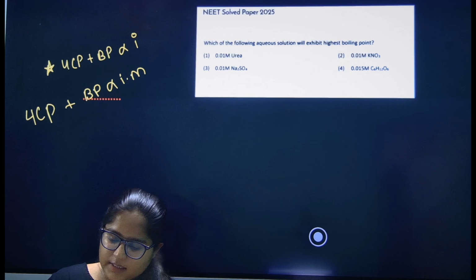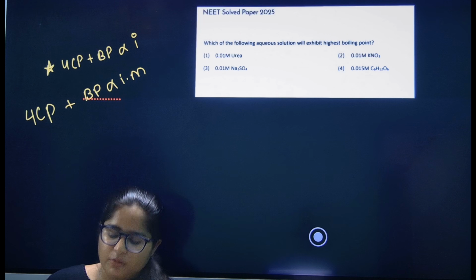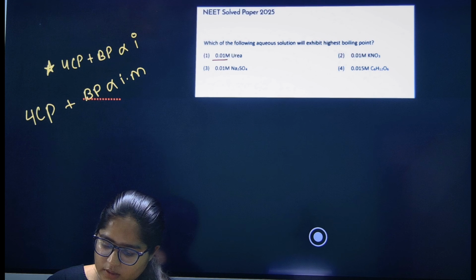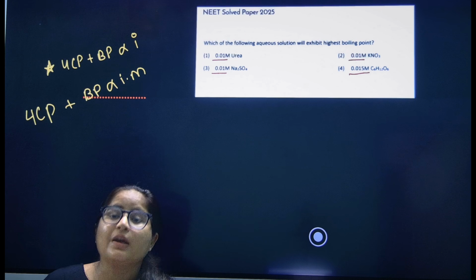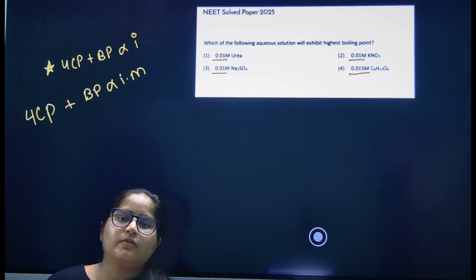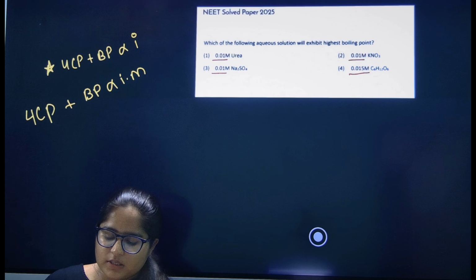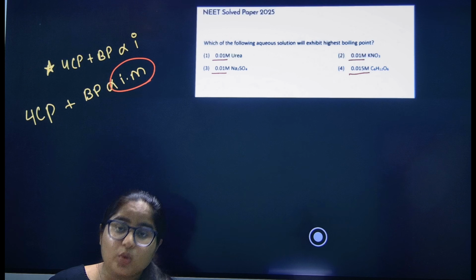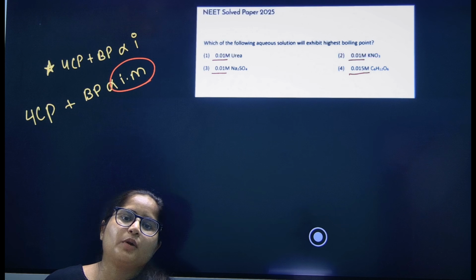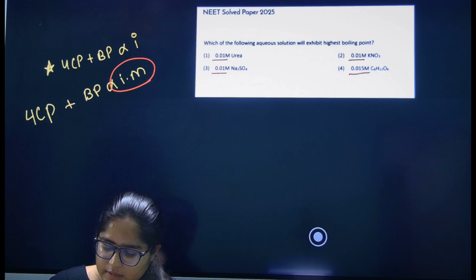Okay, now let us see here whether the concentration is same or different. 0.01, 0.01, 0.01 and 0.015. Ma'am, three concentrations are same, one concentration is different. So when the concentration is different, what will we see? i into M. So let us see urea. We know urea is an organic compound, it neither dissociates nor associates. So i is 1 here.